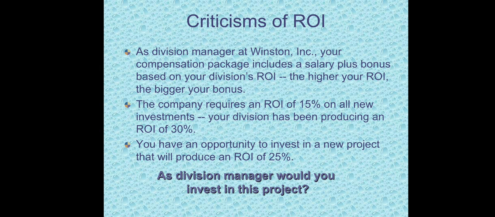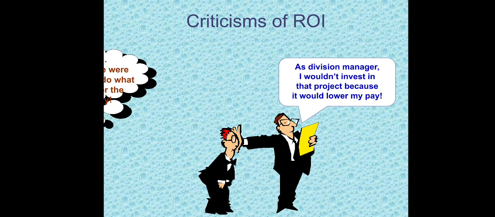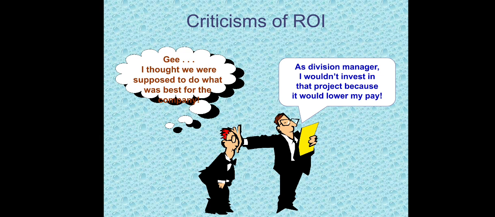What do you think? Okay, the logic is you will not invest because now your division or segment has 30% ROI. If you invest in the new project, the ROI of your segment will decrease because the new project's ROI is lower than the ROI that you already have for your segment. Okay, so I thought we are supposed to do what was best for the company. As a division manager, I will not invest in that project because it will lower my pay. When the ROI decreases, your bonus will decrease. So you as a manager, logically, will not accept the new investment opportunity.